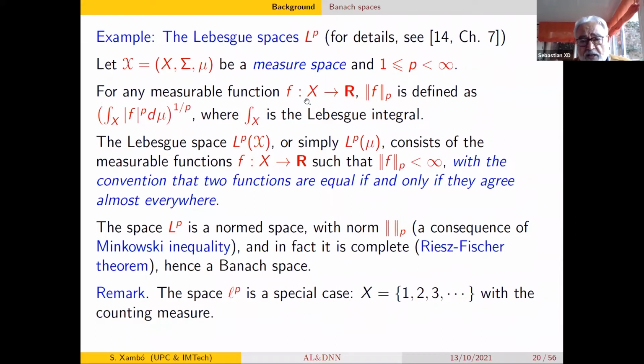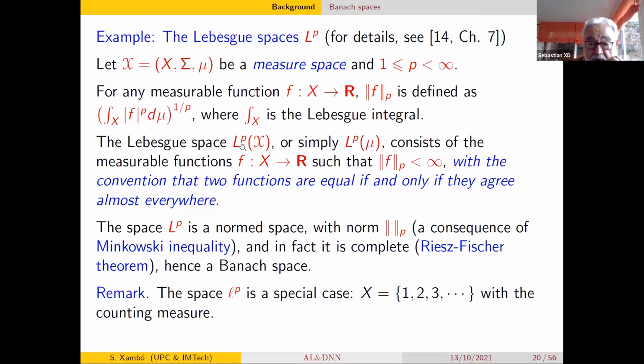Well, for any measurable function on X, one can define a norm sub P, very similar to what we said for little p. You take the absolute value of f, you raise it to the p, you take the integral with respect to this measure, this is the Lebesgue integral, and you take the pth root of this. We define this in this form, okay?